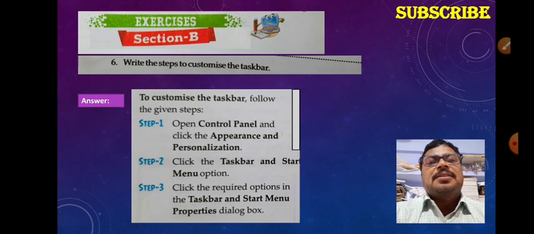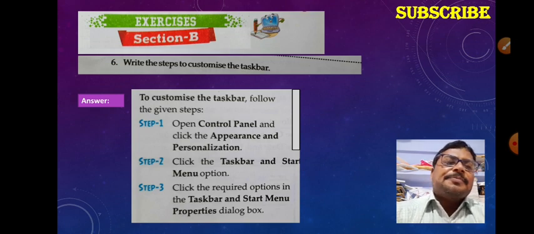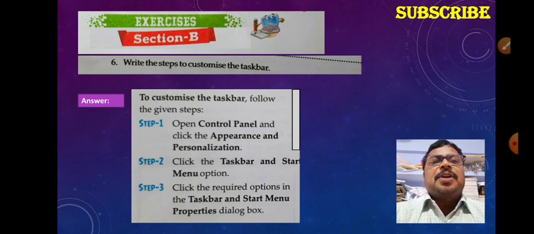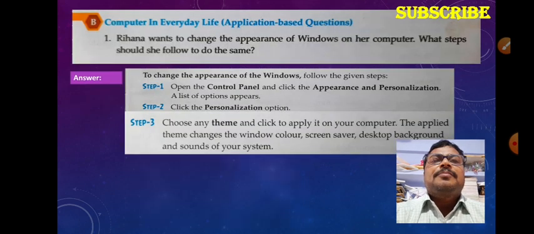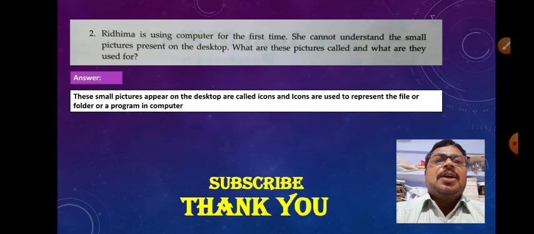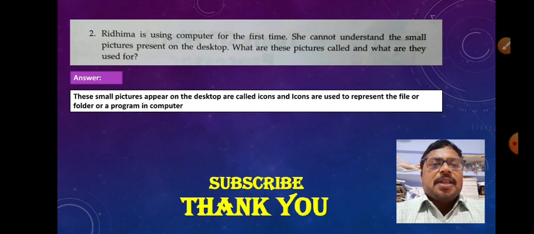Now question number 6, steps to customize the taskbar. These 3 steps you have to write. I hope, my dear, that you can go through this chapter, learn, and write in your copy. Now this is the application based question that I have given. So this way I have completed the question answers of this chapter too. I hope you all will write in your copy in good handwriting, and you will gain knowledge also. Learn all these, complete your copy, and submit the copy for correction.